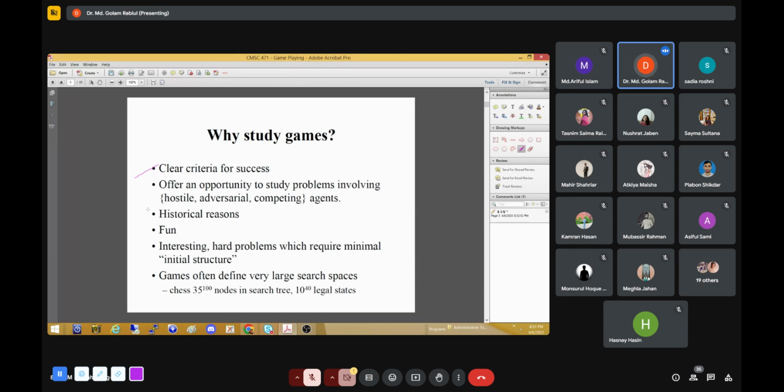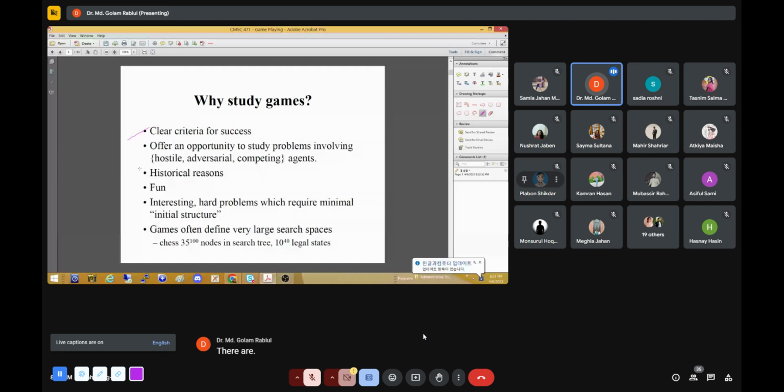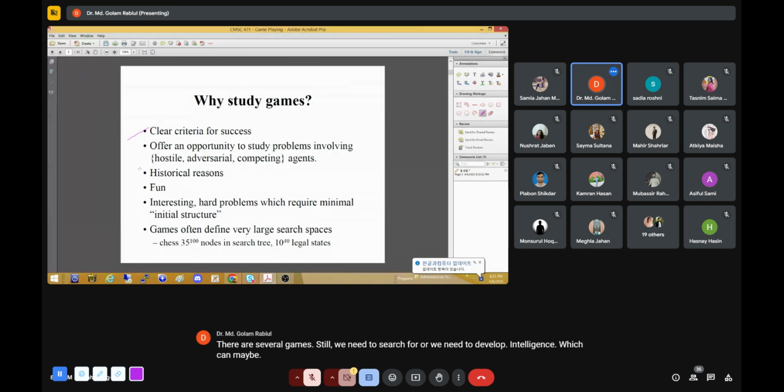But development of such an AI agent is difficult. Although we have successfully designed some game agents that can easily beat even expert human beings, still there are several games where we need to develop an intelligent agent which can maybe beat human intelligence.